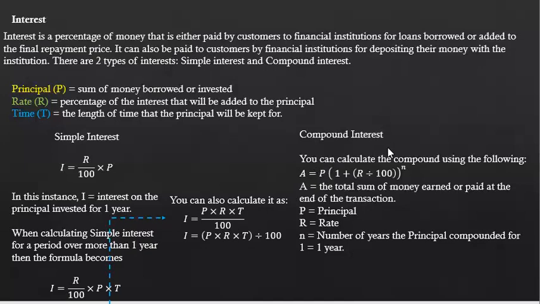Compound interest. You can calculate the compound interest using the following formula. A is equal to principal by 1 plus rate divided by 100 to the power of n. A is the total sum of money earned or paid at the end of the transaction. P is equal to the principal, R is equal to rate, n is equal to the number of years the principal compounded for, and 1 is 1 year. That's why you have the 1.